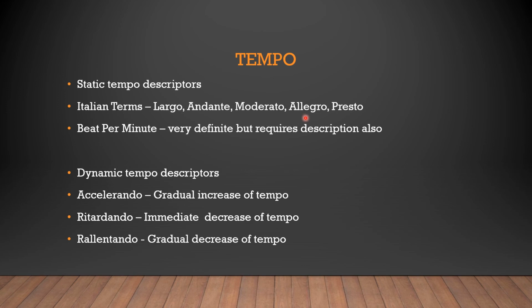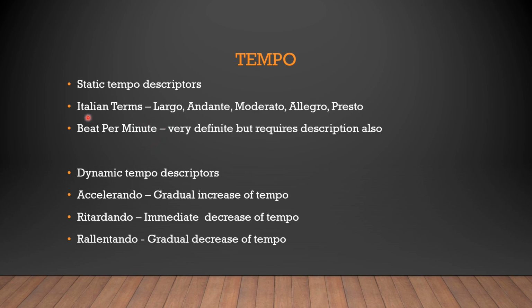and it's about 120 beats a minute, and presto, which is as fast as possible. I think that's prestissimo. Presto means very fast. Or we can use beats per minute. It's very definite, but you also need to describe it. So what I mean by that is you can say, John Coltrane's Giant Steps is at 315 beats a minute. This is nice, but then give some description. This blazing tempo, or this more than lively, this frantic tempo. So we're still describing it if we give the beats per minute.